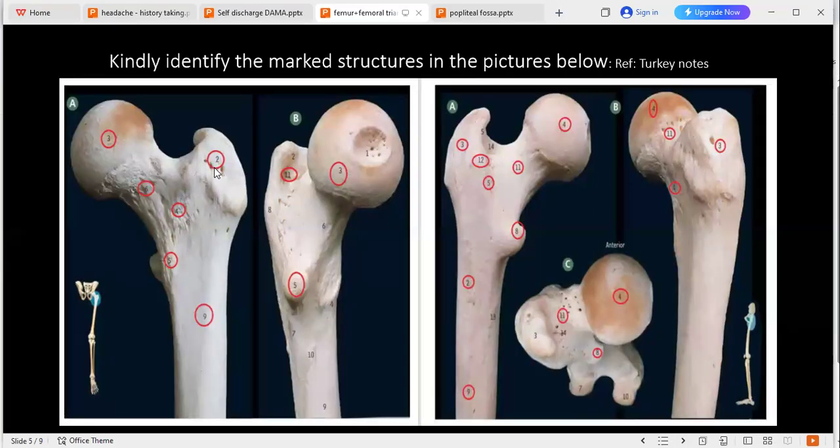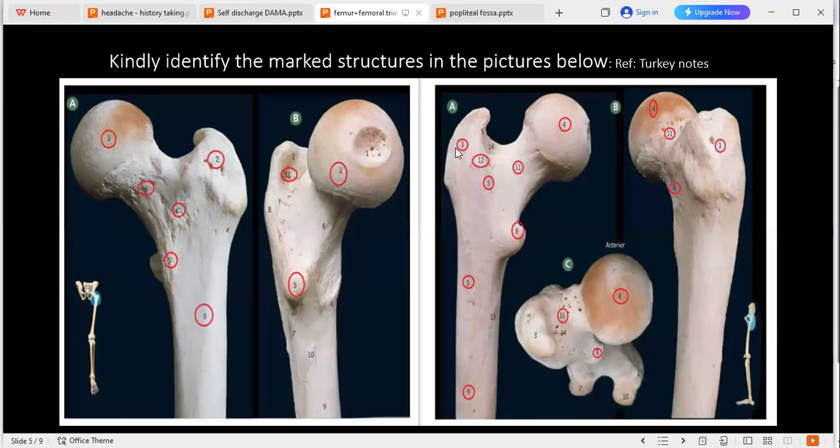Please identify structure number 3. Head of the femur. 2, please. Greater trochanter. 6, please. Neck of the femur. 4, intertrochanteric line. 5, lesser trochanter. 9. It's a shaft. Shaft, yes. And this 11. Greater trochanter.